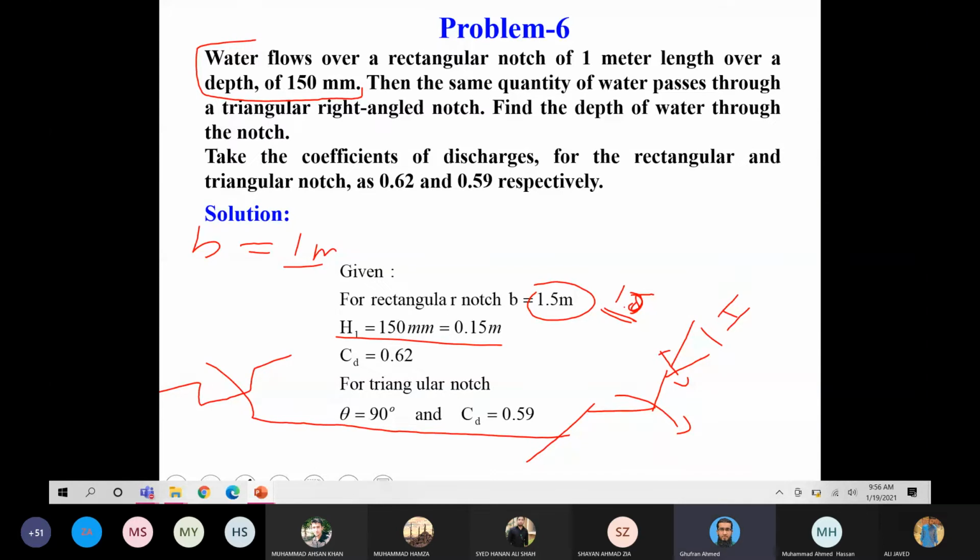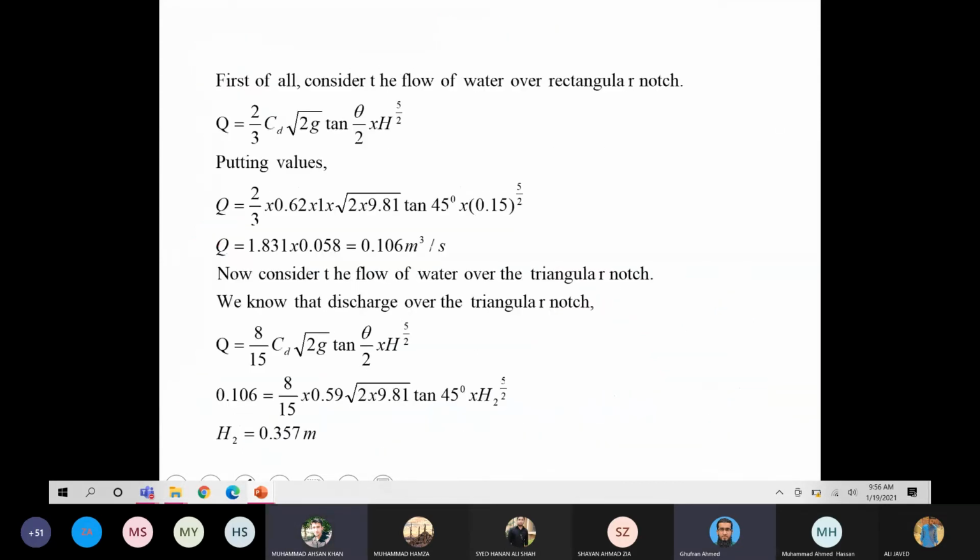To find h, we need to know Q. We will find Q from the first part, which is the rectangular notch. In this we know B and H, and C_d is given for both the rectangular and triangular notch. So first you will find the discharge over a rectangular notch, and by using this discharge you can find H.